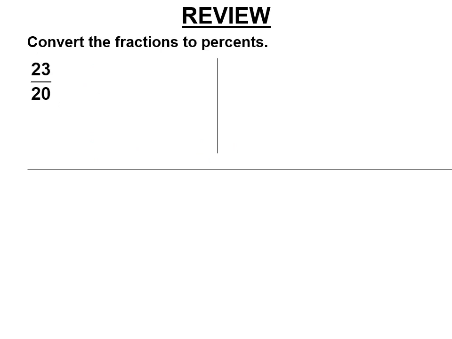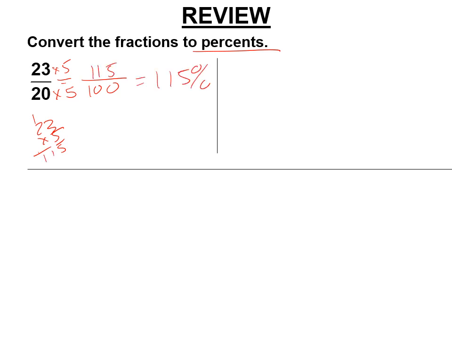Convert the fractions to percents. So now, and please, on the test, look, don't give me a decimal when the answer is a percent, or vice versa. There are people who will do that. And you will get no credit because you didn't read. 20 times 5 is 100. 23 times 5 is 115 out of 100. So the percent here is 115%.